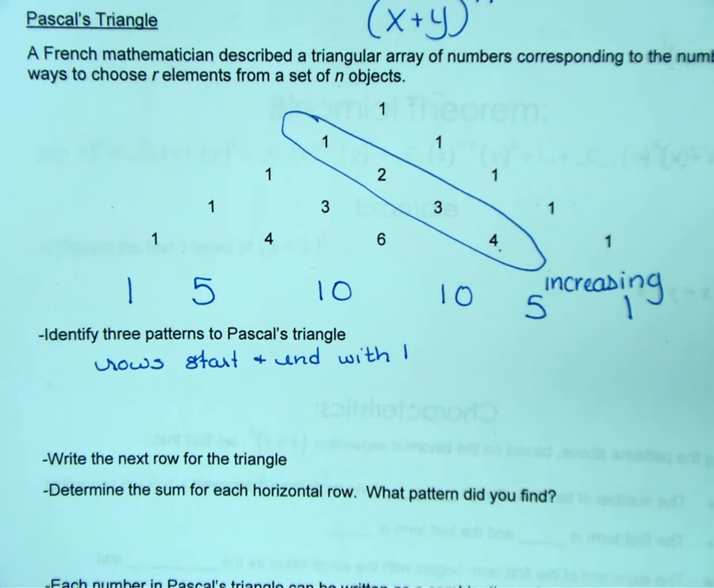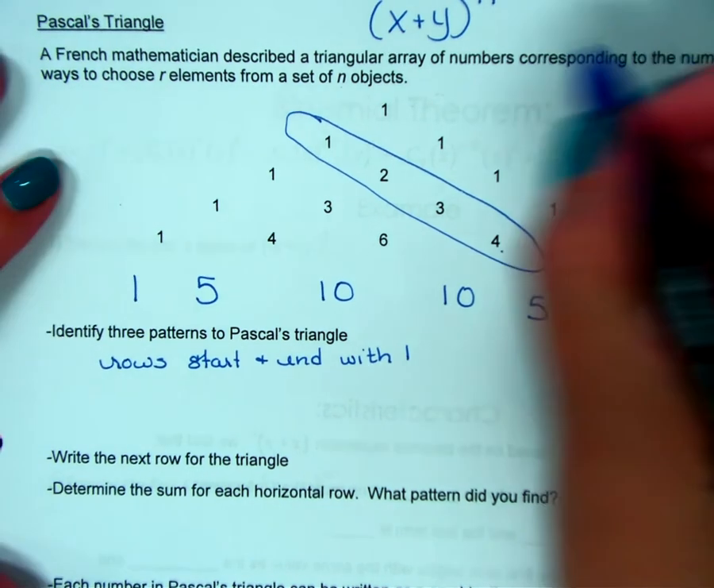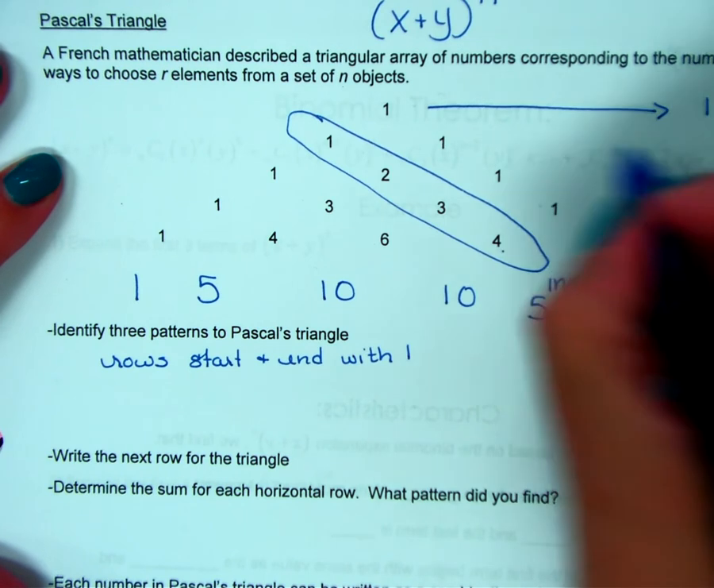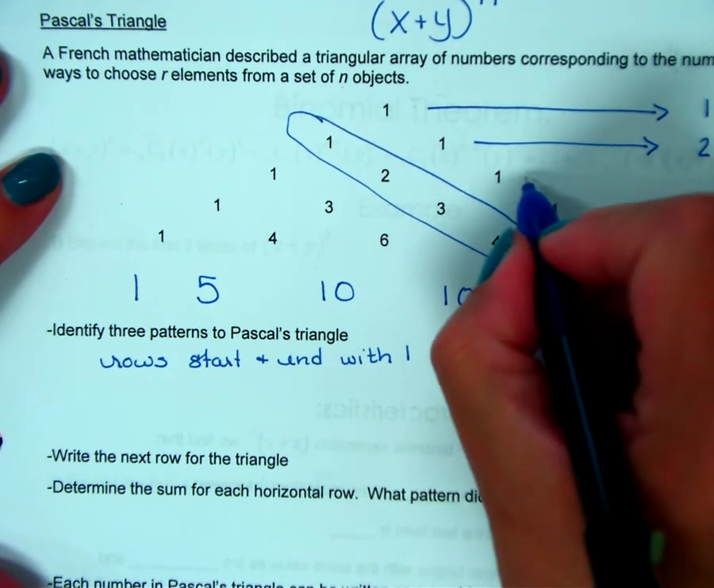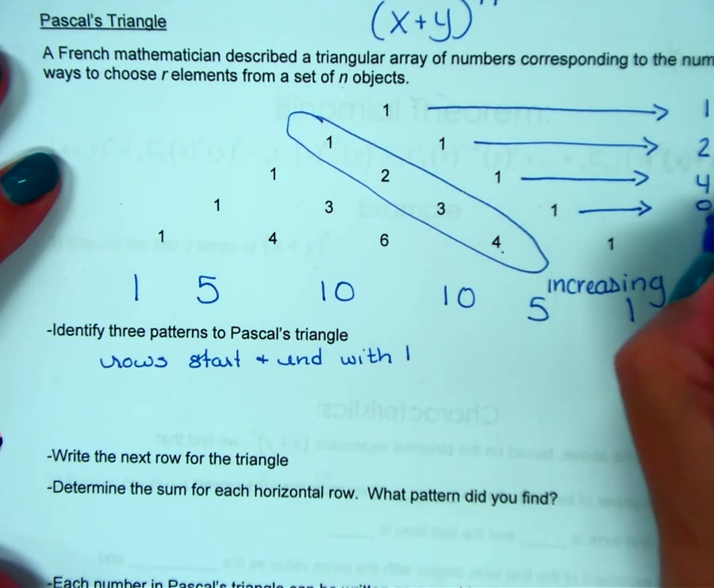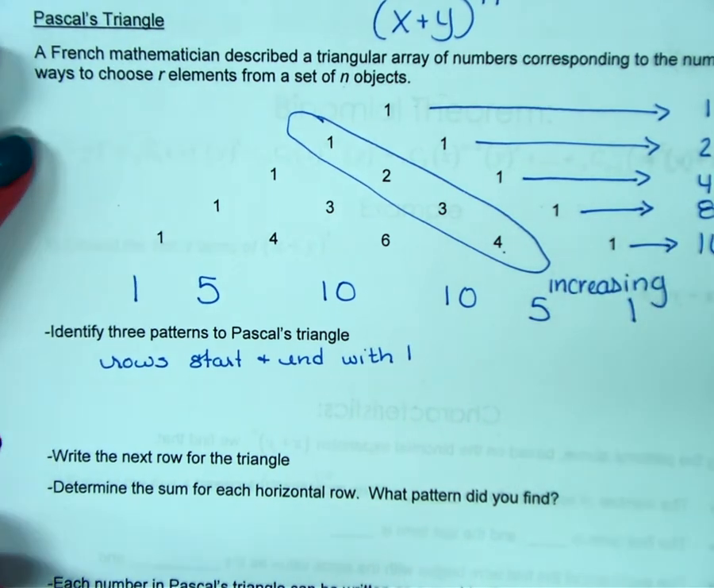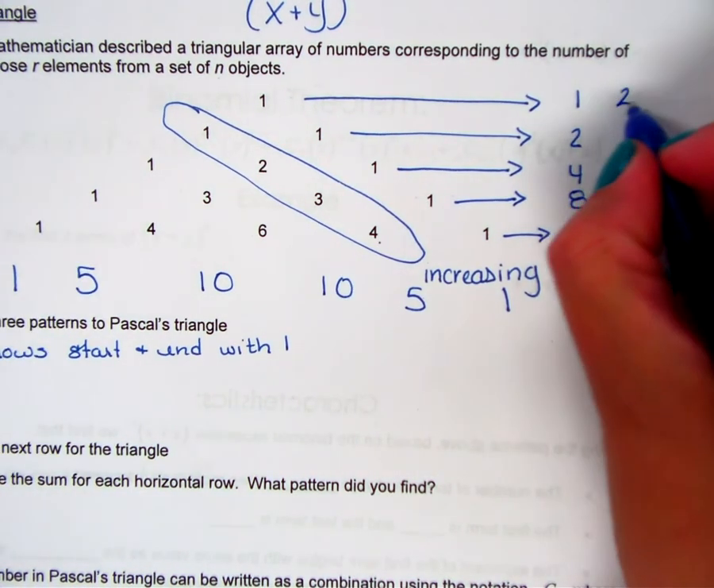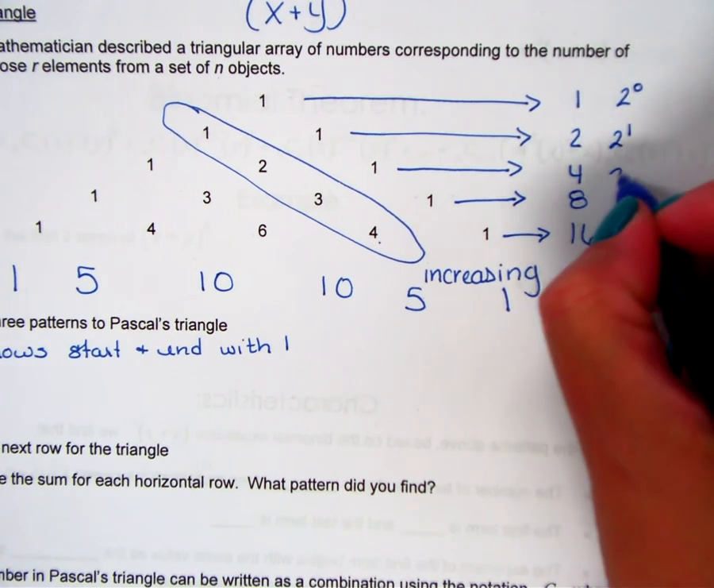Determine the sum for each horizontal row. Horizontal. What's the sum of the first row? Good job. What's the sum of the second row? Hopefully it's 2. What's the sum of... See a pattern? Yeah. Times it by 2. Powers of 2, right? We could say that that's 2 to the exponent 0, 2 to the exponent 1, 2 to the exponent 2.